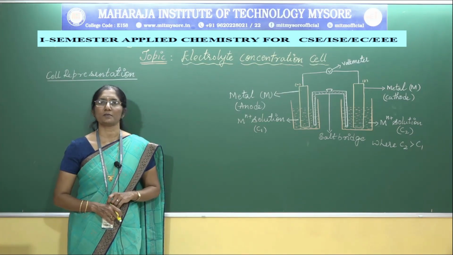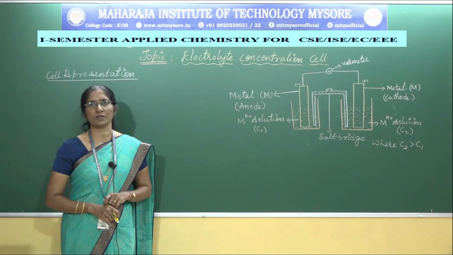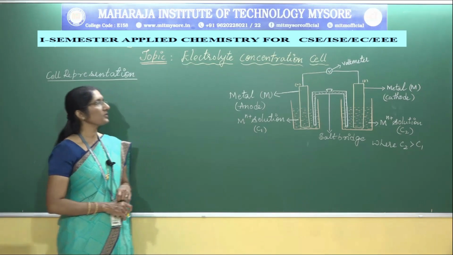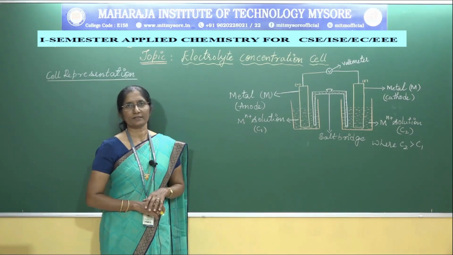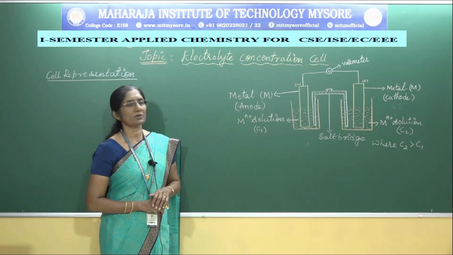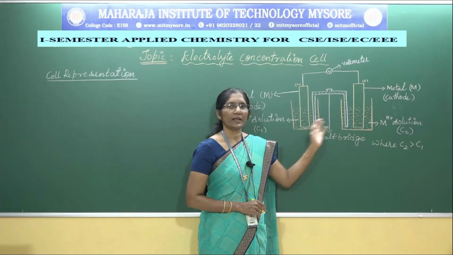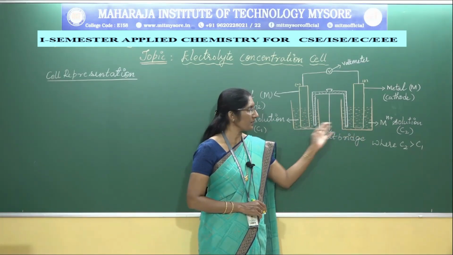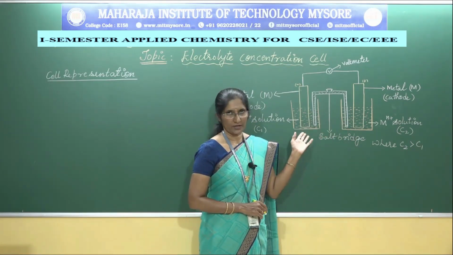In this session, we discuss the construction and working of an electrolyte concentration cell. The electrolyte concentration cell is an example of a galvanic cell. In this cell, both the electrodes and the electrolyte are made up of the same metal, and they are in contact with the same electrolyte.